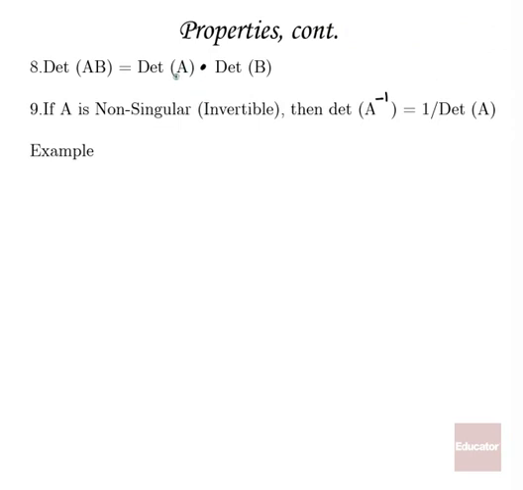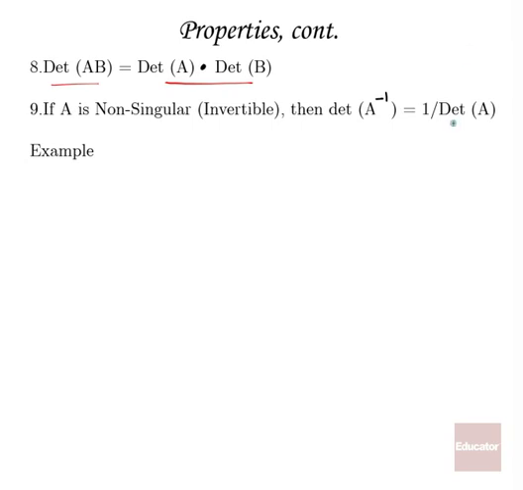A few more properties to go. Number 8 is if I take two matrices and I multiply them and then take the determinant, well, it's the same as just taking the determinant of the first one times the determinant of the second one. So determinant of A times B is equal to the determinant of A times the determinant of B. Reasonably straightforward there. Now, if A is non-singular, if it's invertible, and I take the determinant of the inverse, it's the same as taking 1 over the determinant of the original matrix.